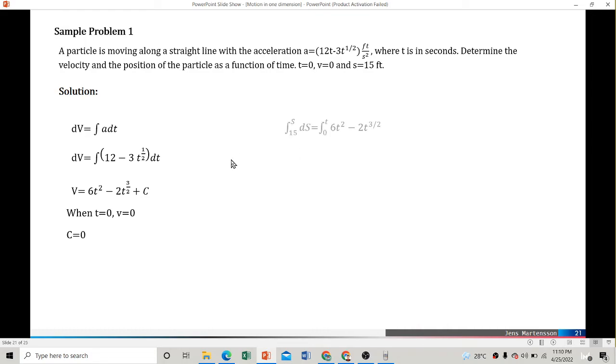So now our equation here for defining the velocity is, V is equal to 60 squared minus 2t raised to 3 halves. The terms cancel out and it becomes 0, so that is just the final equation. Our equation for the velocity is 60 squared minus 2t raised to 3 halves. Okay?